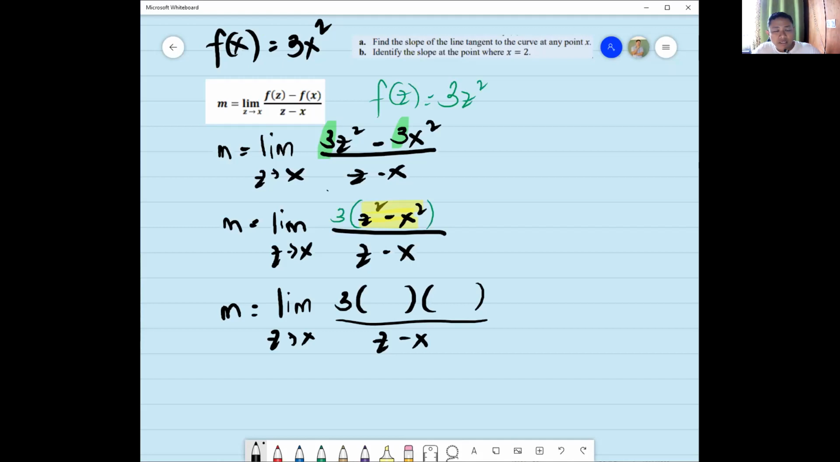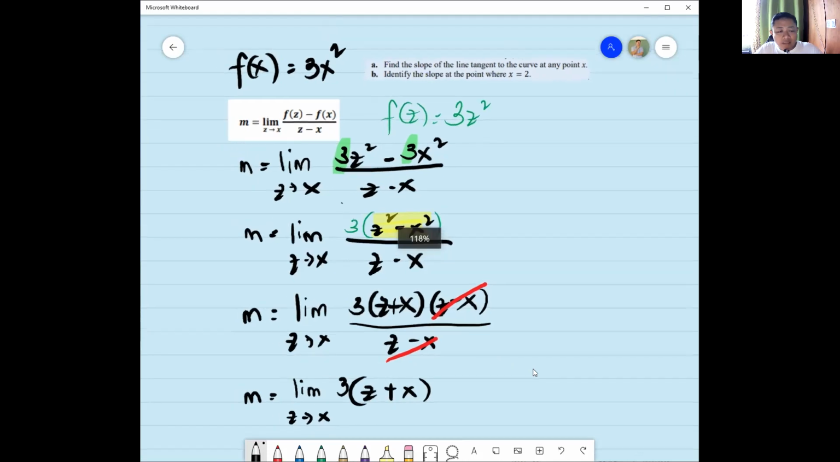Let's factor this out. Z squared becomes z and z. X squared becomes x and x. This is plus, and this is minus. Can you follow? And so, after that, all we have to do is simplify this. We have here z minus x and z minus x. So we are now left with m is equal to the limit of 3 times z plus x, as z approaches x. Okay? Can you follow?